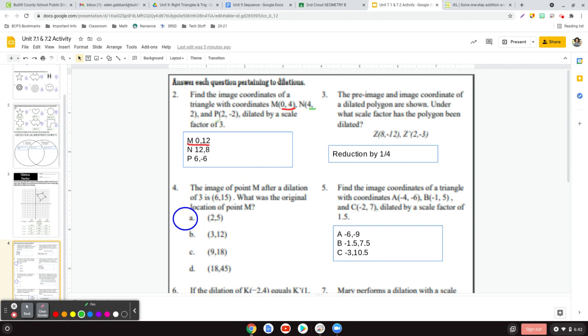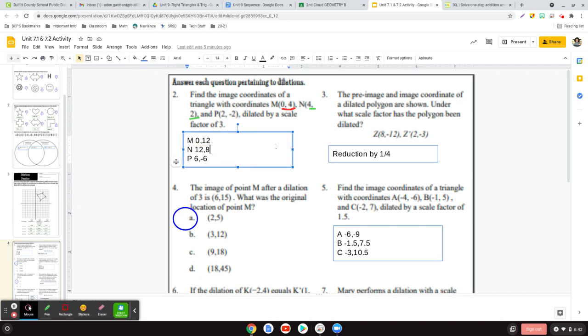For N, we had 4, 2, so we're going to multiply 4 times 3 and 2 times 3. So this would be 4 times 3 is 12, and 2 times 3 is 6. And then on P, we have 2 comma negative 2, so we're just going to multiply each of those coordinates by 3, and we get 6 comma negative 6.